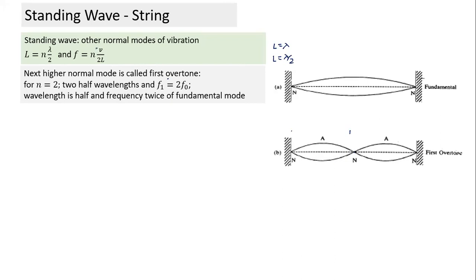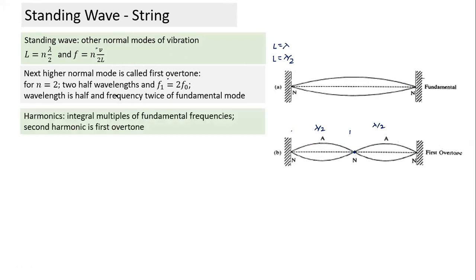And with two half wavelengths, the midpoint here again forms a node, with an antinode in between. So this length is lambda by 2, and this length also is lambda by 2. Or we can say two loops are forming, and each loop is between two successive nodes.